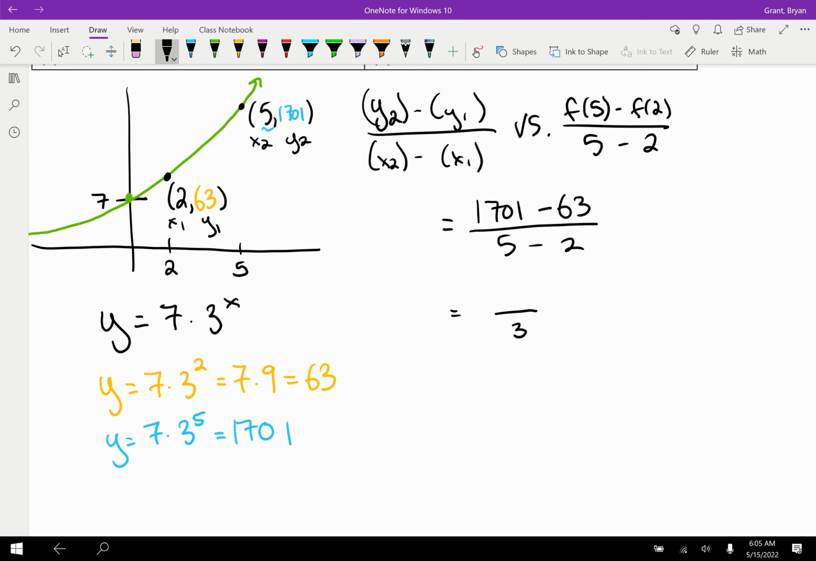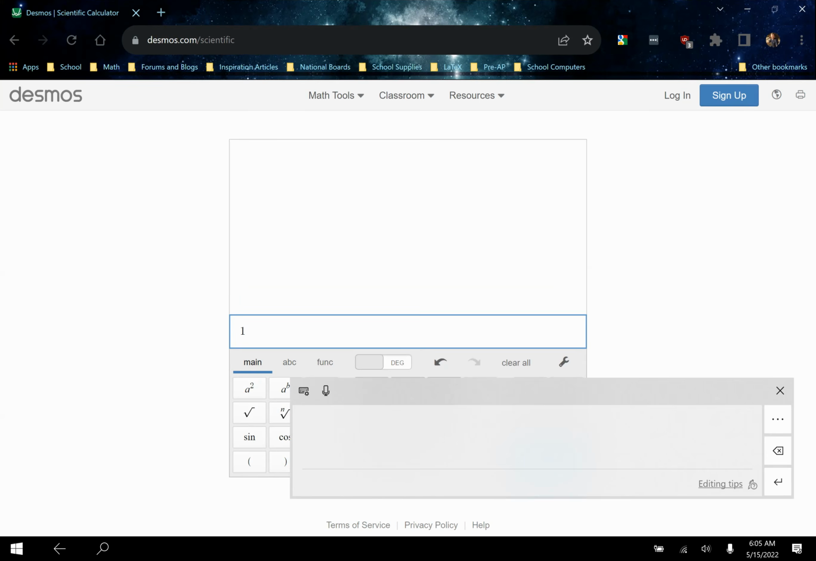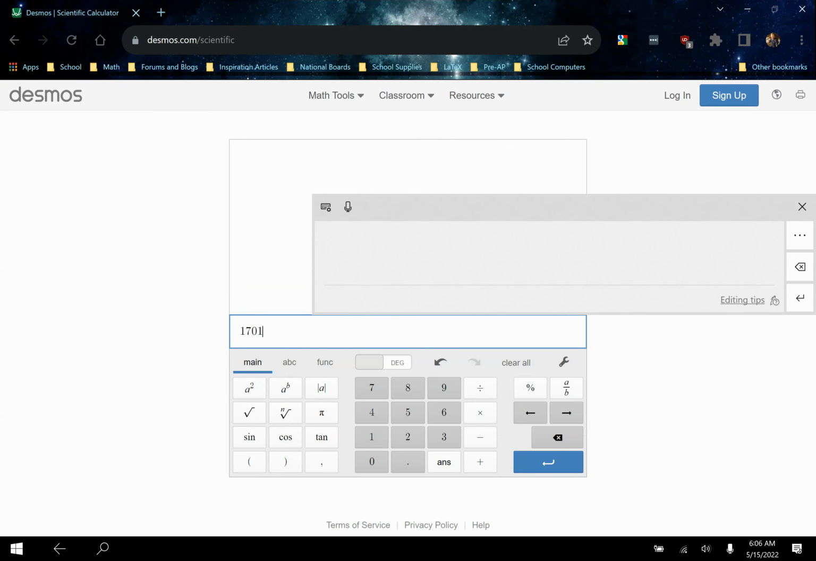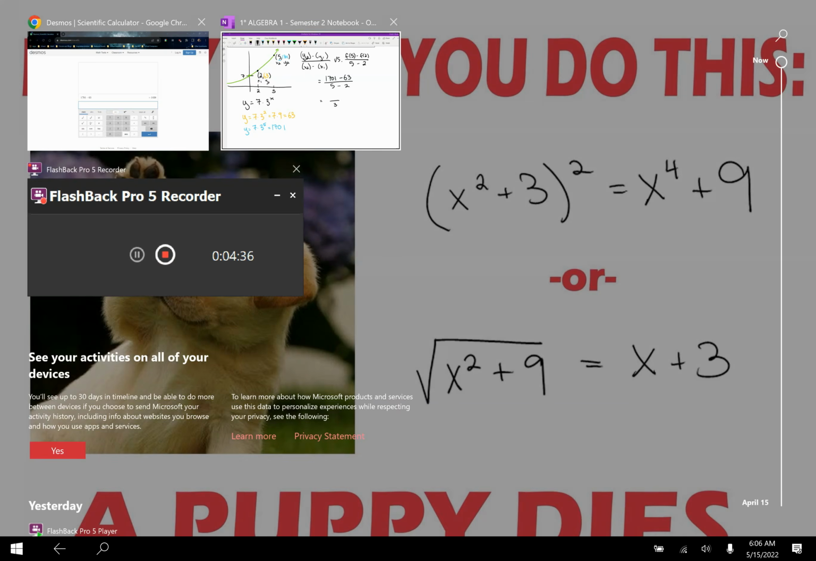Again, this is probably something you're going to want to use your calculator on, 1701 minus 63. I would suggest you do it in steps, though. Oops, let's clear all that. 1701 minus 63. So again, doing this in steps here so that we don't screw something up and you don't say divided by like 3. That wouldn't be right. Notice the 3 isn't dividing into everything. So we get 1638. I'm going to hit enter so I remember it. 1638.